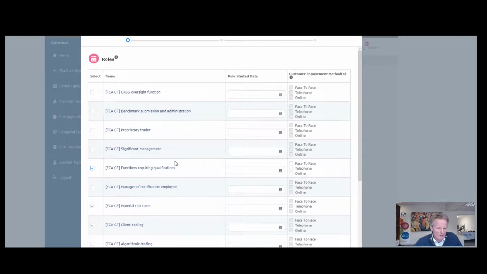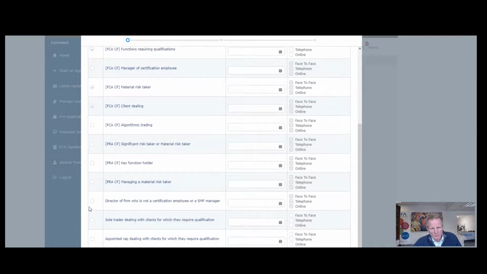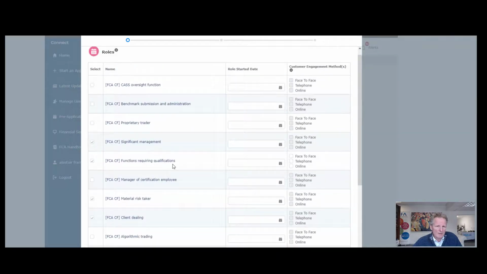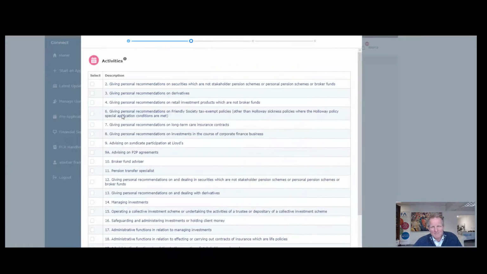That's a really important one. That's the old-fashioned CF30, and of course if it's an appointed representative, it has to be a CF30, and possibly a significant management function. But that's it. PRA means it's PRA regulated people. Director of a firm, possibly tick on that one as well. So it's not easy. If they're going through appointed rep, they go through there. If they're a sole trader, they go through there. But it's complex. And then you have to sort out the actual activities.